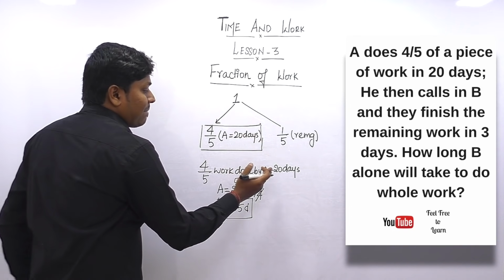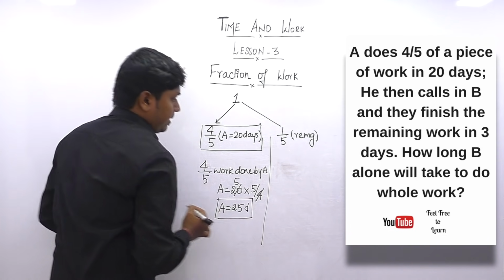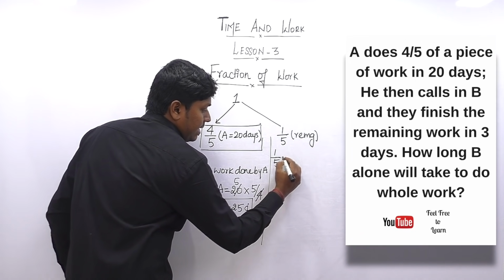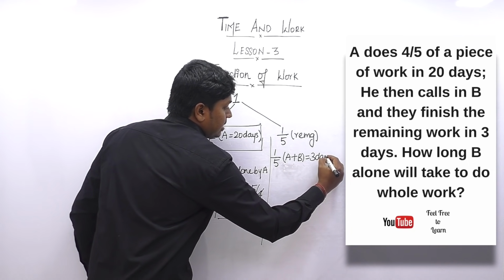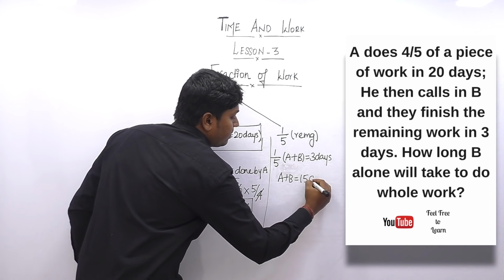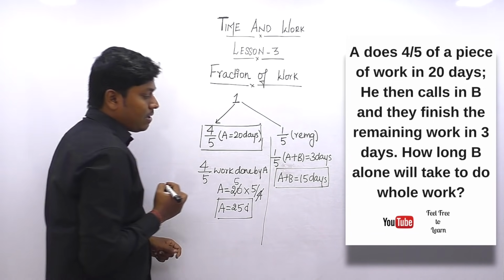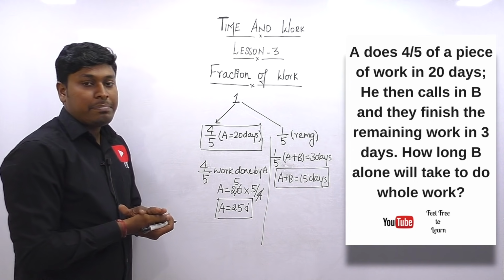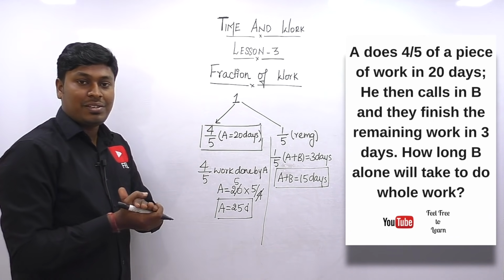So next is the remaining part. Listen here, friends. The remaining work is 1 by 5. This 1 by 5 remaining work is done by A and B in 3 days. So we can say that A and B together complete the whole job in 15 days. By using data number 2, we found that A and B can complete the job in 15 days. A alone completes the job in 25 days. So our target is to find how many days B alone takes to complete the work.